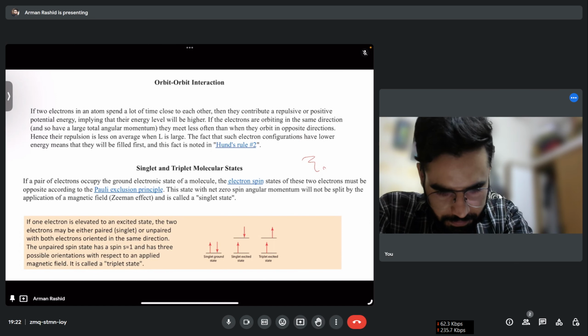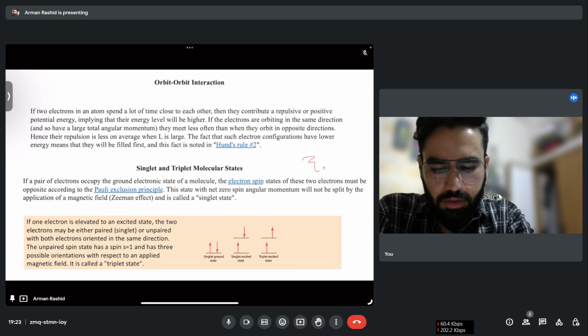But if one of the electrons is present in another orbital, that means one which is higher in energy, its spin can be downward, or its spin can be upward. So there are two configurations possible.